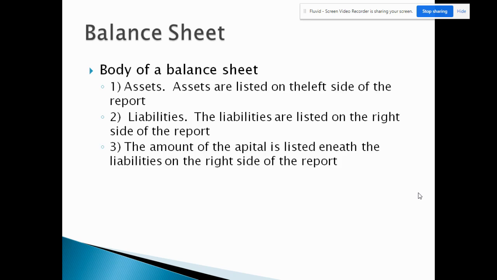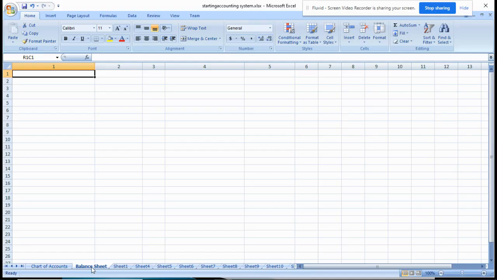While the body of the balance sheet contains the following. First, the assets. The assets are listed on the left side of the report. Then we have the liabilities. The liabilities are listed on the right side of the report. And the amount of the capital is listed beneath the liabilities on the right side of the report.